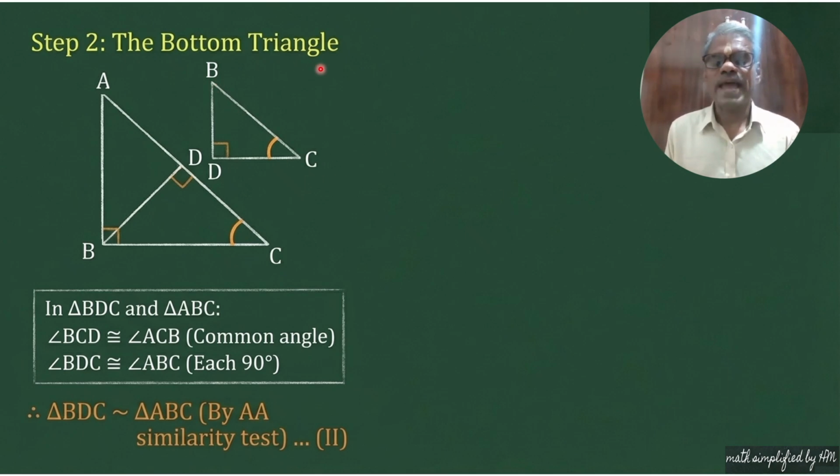The bottom triangle now, here, original triangle ABC and bottom triangle BDC. Now in triangle BDC and triangle ABC, angle BCD is congruent to angle ACB, common angle, and angle BDC is congruent to angle ABC, each 90 degrees. Therefore, triangle BDC is similar to triangle ABC by a similarity test. Name this as a second similarity.